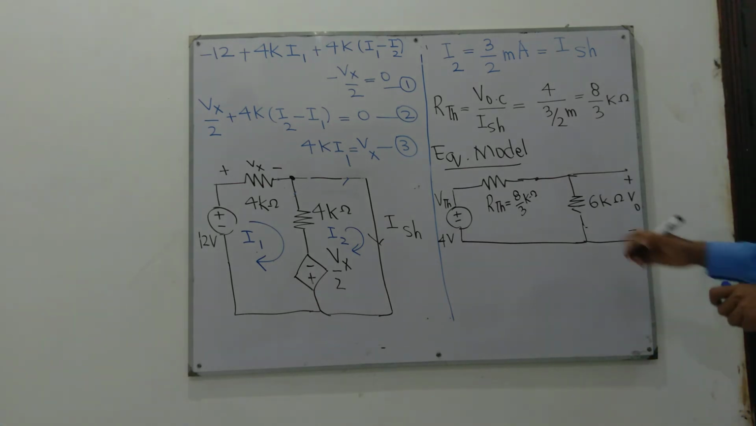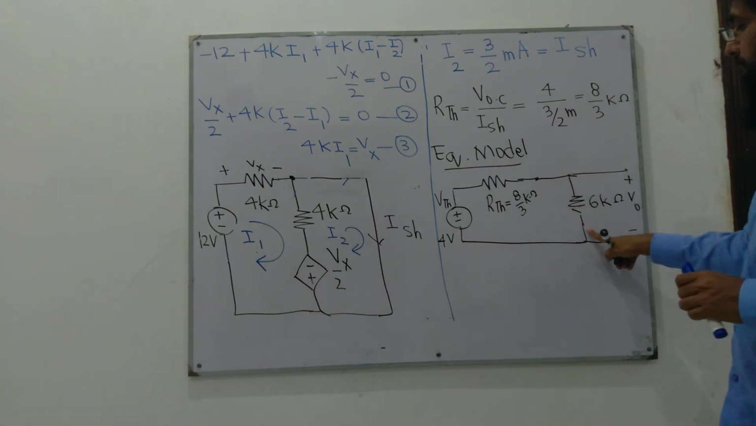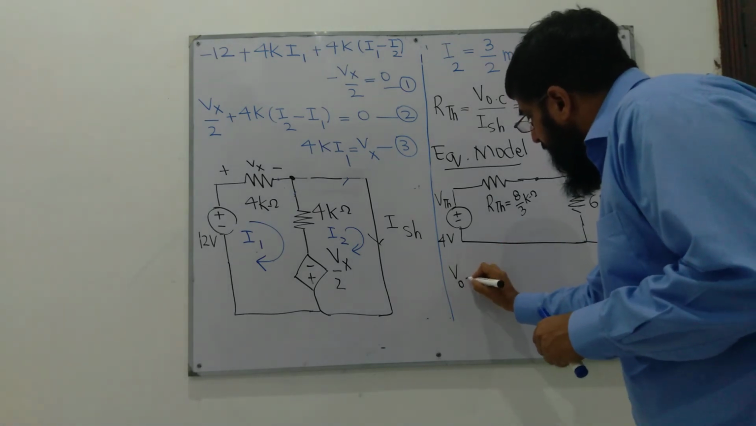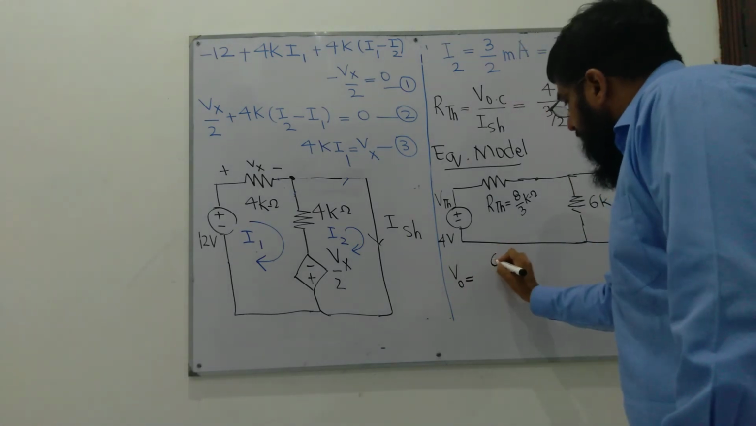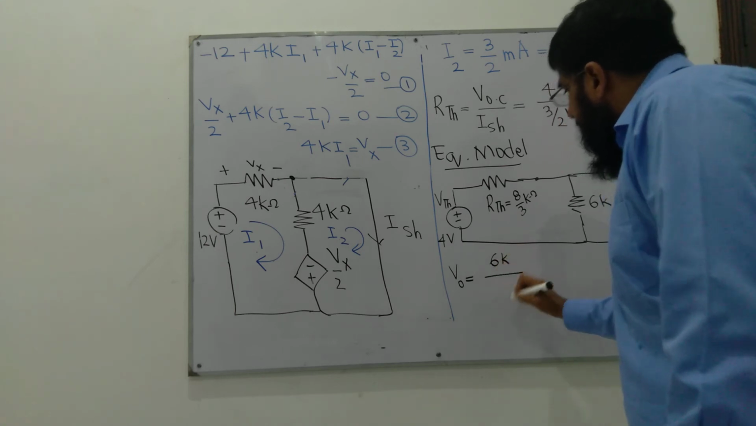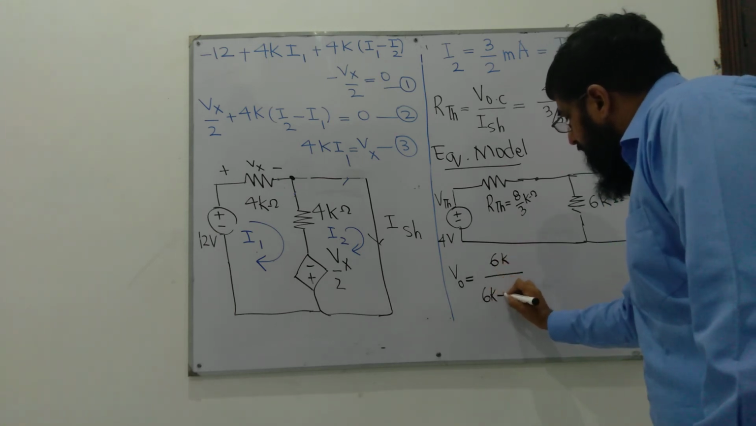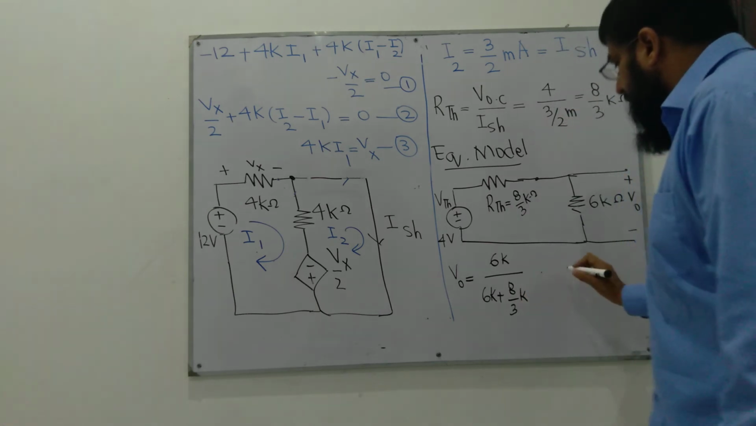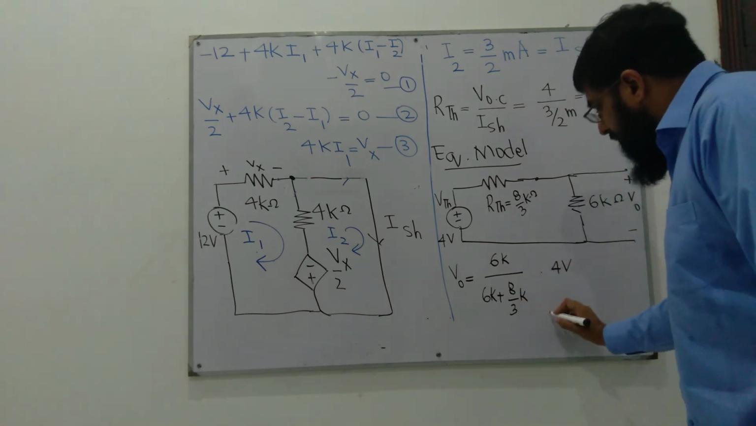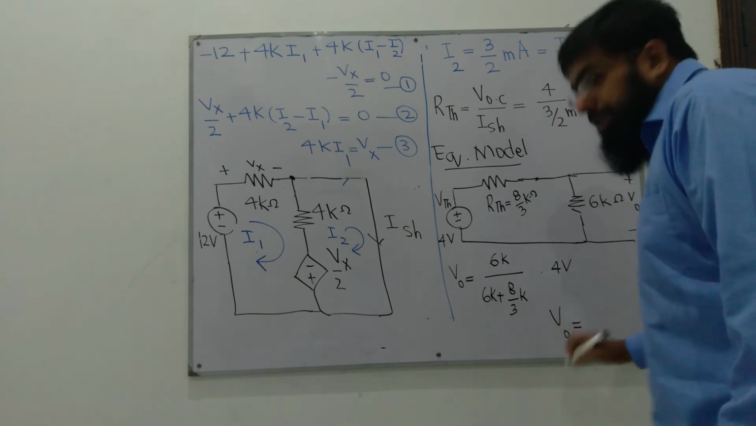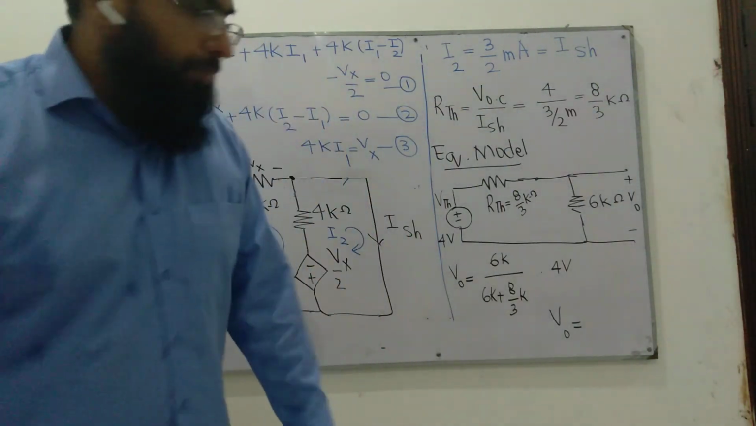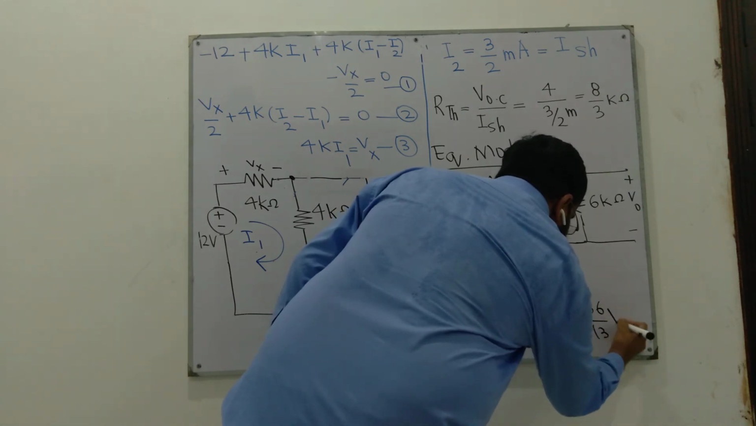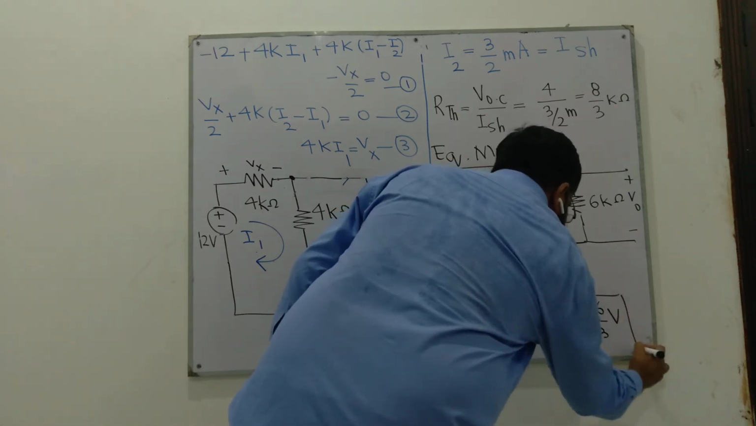To find this voltage, we can straight away apply the voltage divider theorem. V out can be computed as 6k in the numerator divided by the sum of the two resistances in the denominator, times the applied voltage of 4 volts. Solving this yields V out equal to 36 over 13 volts.